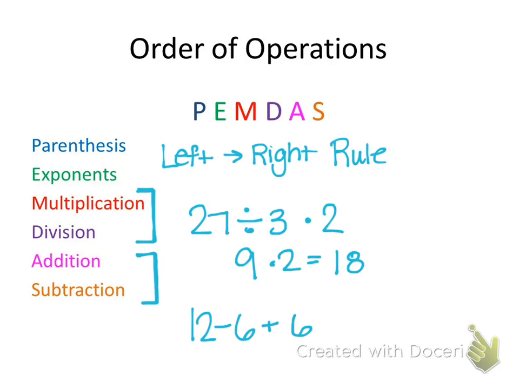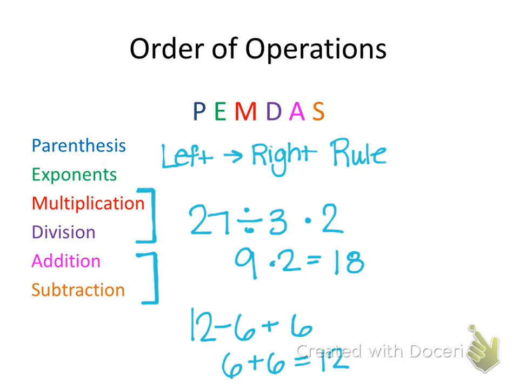What I would do here is I would have to solve this from left to right. 12 minus 6 is 6, plus 6 is 12, okay? If I did it the other way, okay, I would do 6 plus 6, which is 12. 12 minus 12, which is 0.